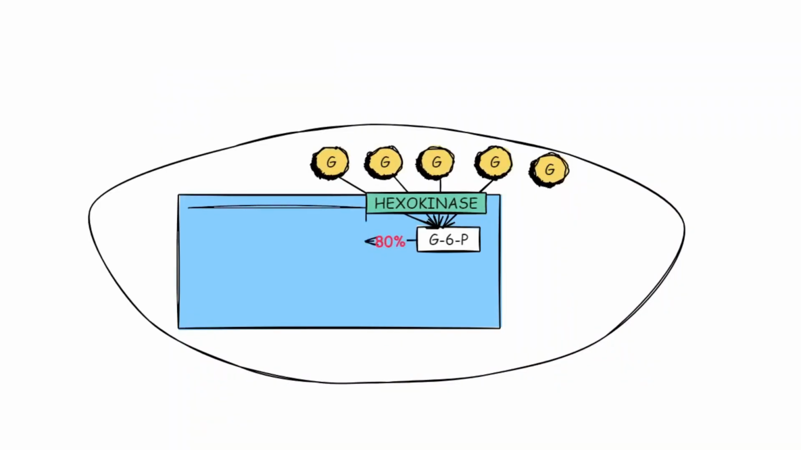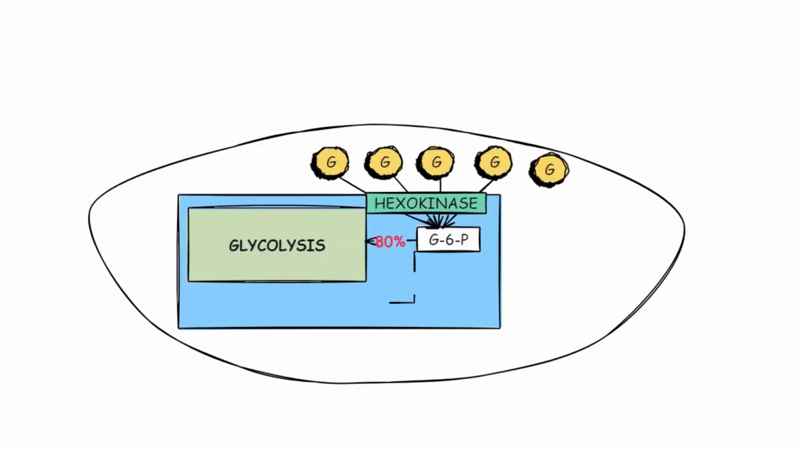One, glycolysis. About 80% of glucose is broken down to produce ATP, the energy needed to keep the lens healthy. And two, the pentose phosphate pathway. Around 10% of glucose goes into this pathway to generate NADPH. This NADPH protects the lens from oxidative stress and prevents protein damage.